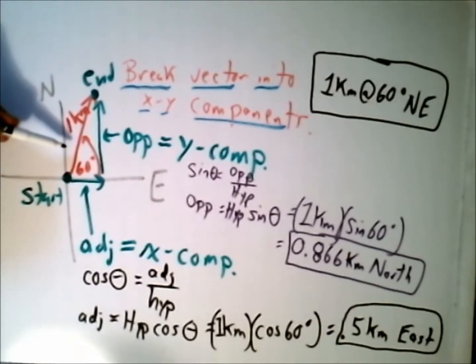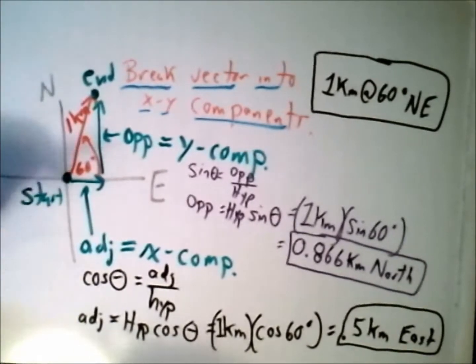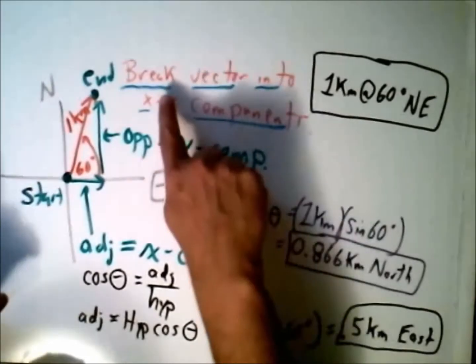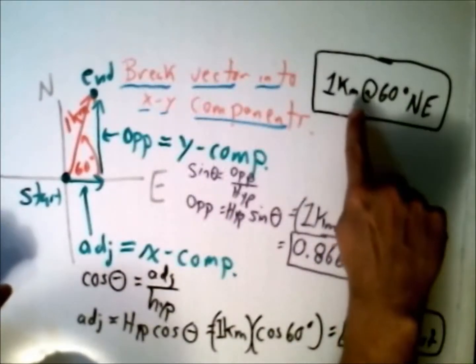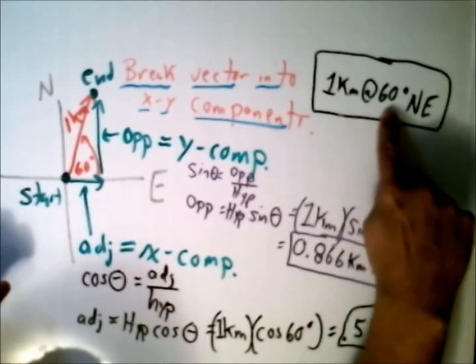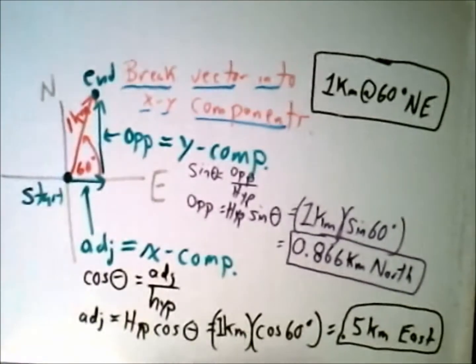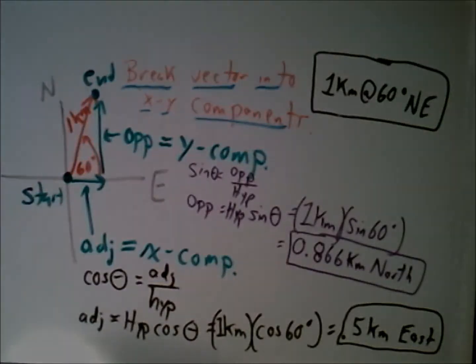So in the last problem, we added two force vectors. We had a force going to the east and a force going to the north, and we added them tip to tail, and we did the Pythagorean theorem. In this case, we're going to take one vector, 60 kilometers, going 60 degrees northeast, and we're going to break it down into the x and the y components. And that's the only way we can add vectors. Vectors cannot be added like numbers. Vectors have to be added using components of each.